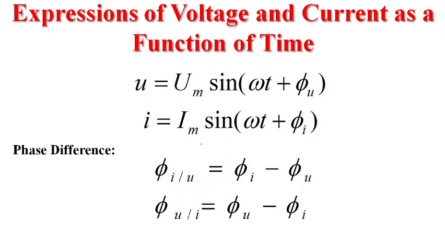Okay, any sinusoidal current or any sinusoidal voltage has this form. If U is a sinusoidal voltage, therefore U can be written in the form U equals Um sine omega t plus phi. Also I equals Im sine or cosine omega t plus phi. And the phase difference between I and U is phi I minus phi U, and phi U with respect to I is phi U minus phi I.